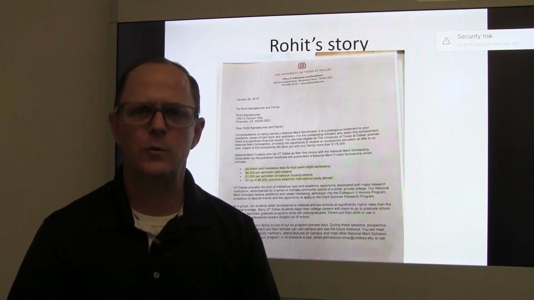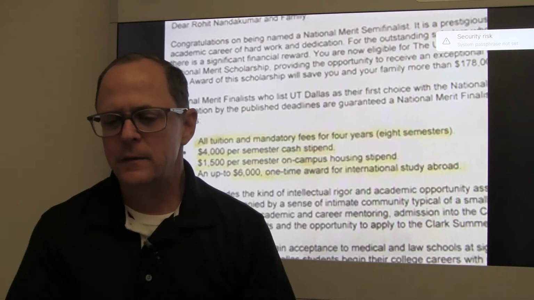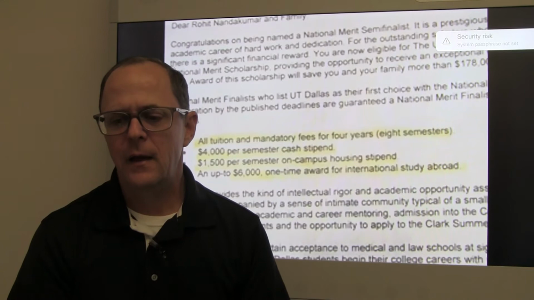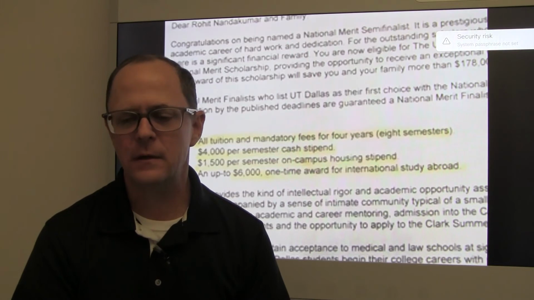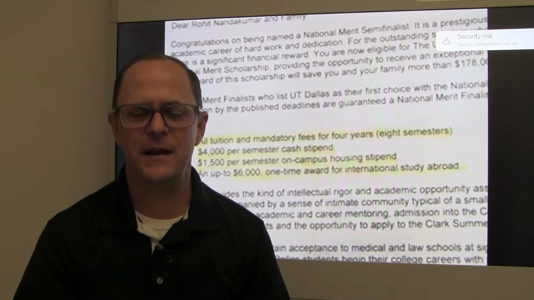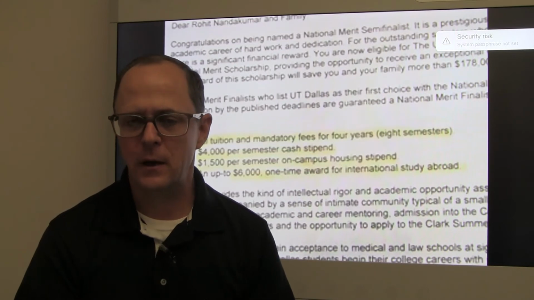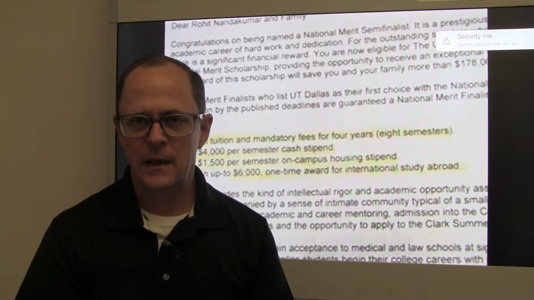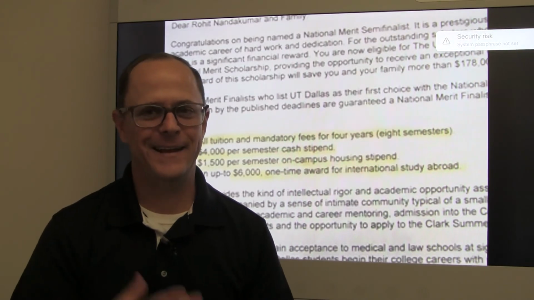What's better than a full ride? This right here. And I'll read it to you. This student was offered all tuition and mandatory fees for 4 years. This student was also offered a $4,000 per semester cash stipend, and another $1,500 per semester on-campus housing stipend. When you add that together, that's $11,000 in stipends that this student was being offered. And when you subtract that from his dorm room and his meal ticket, he's netting $3,000. So what's better than a full ride? Getting paid to go to college.